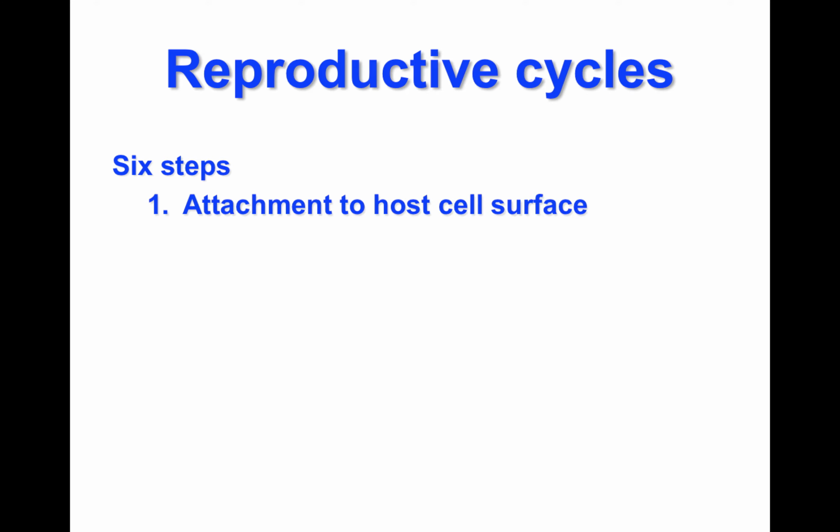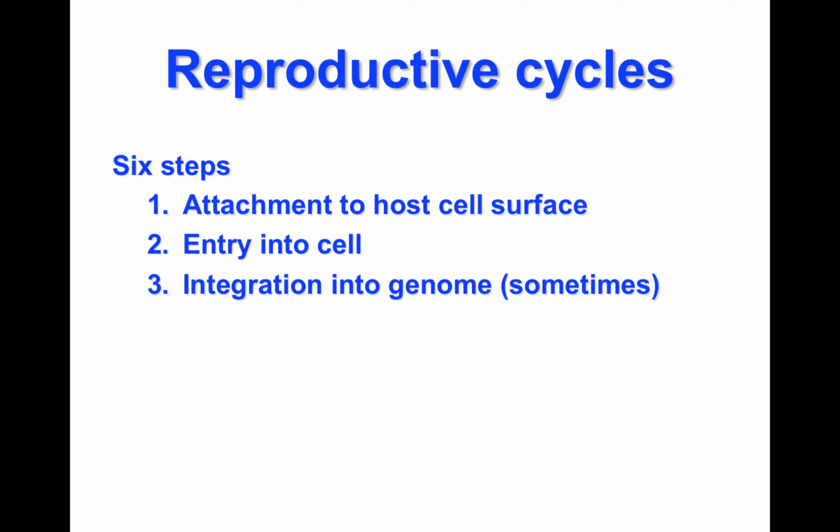So the reproductive cycles of all these viruses have certain features in common. There are 6 steps that you can find during this reproductive cycle. First is attachment to the host cell surface. All viruses have to somehow get their genomes inside the host cell, and the first step is to attach to the cell. The second is entry into the cell, and there are various mechanisms by which that occurs.